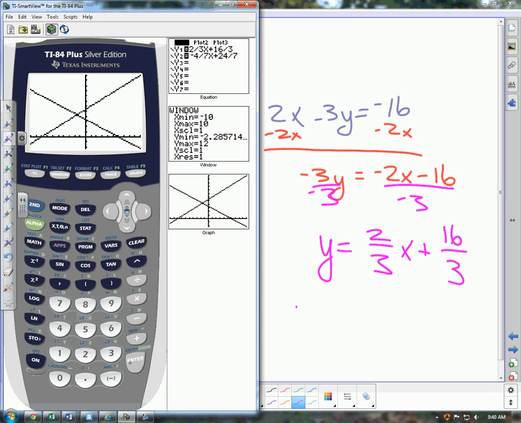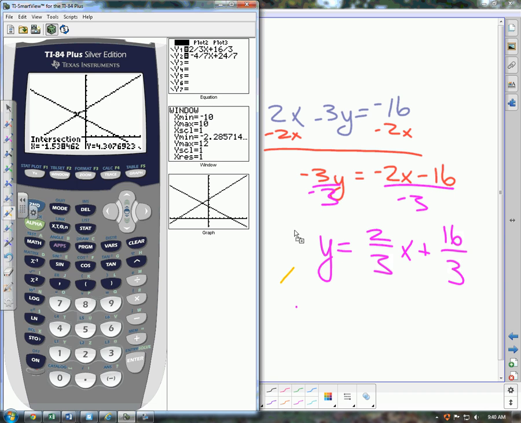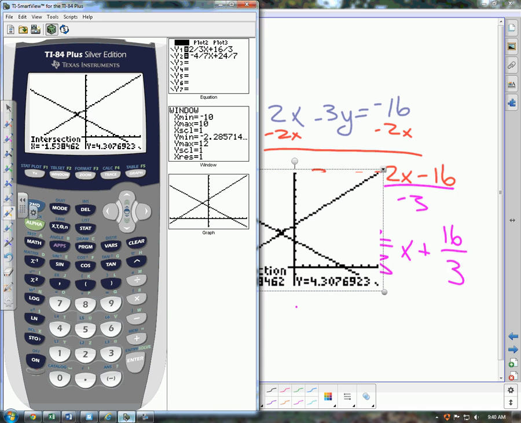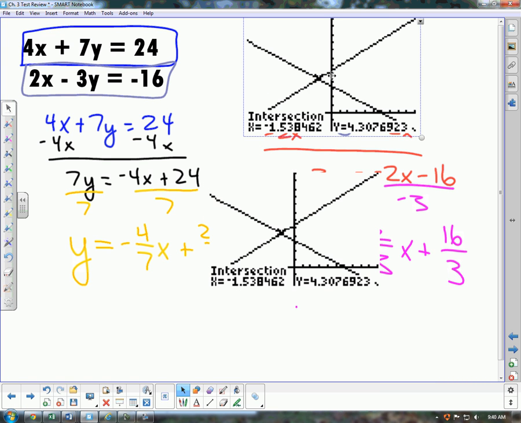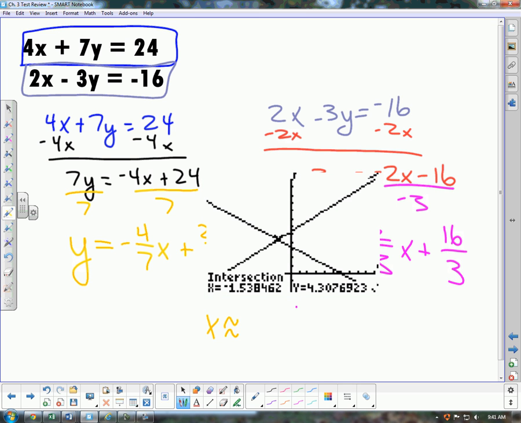Now that we have the intersection point, we can find that. On a TI, you hit calculate, intersect. First curve, second curve, take your guess if you want, and there you have the solution. X is a negative 1.35, and y is 4.307.